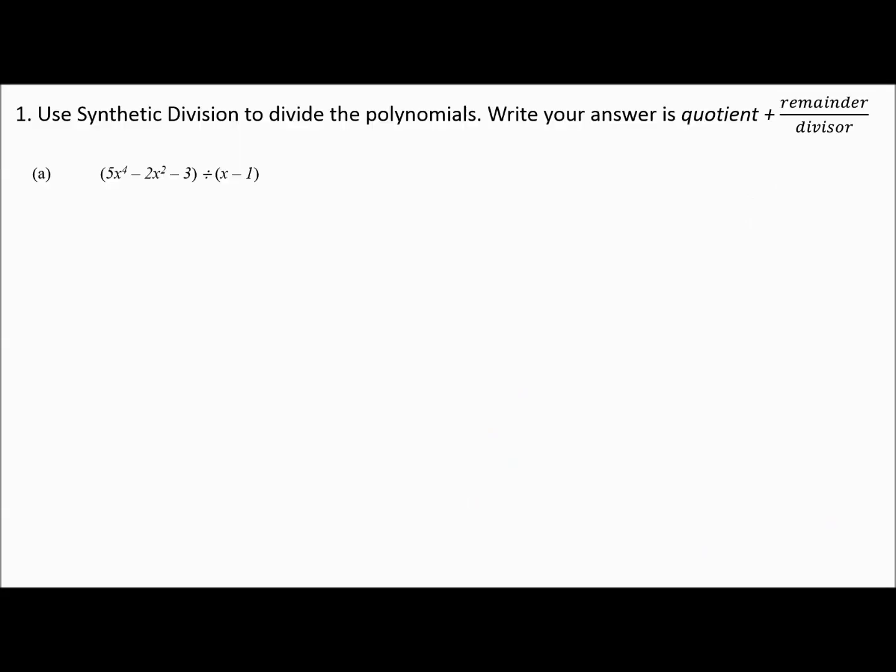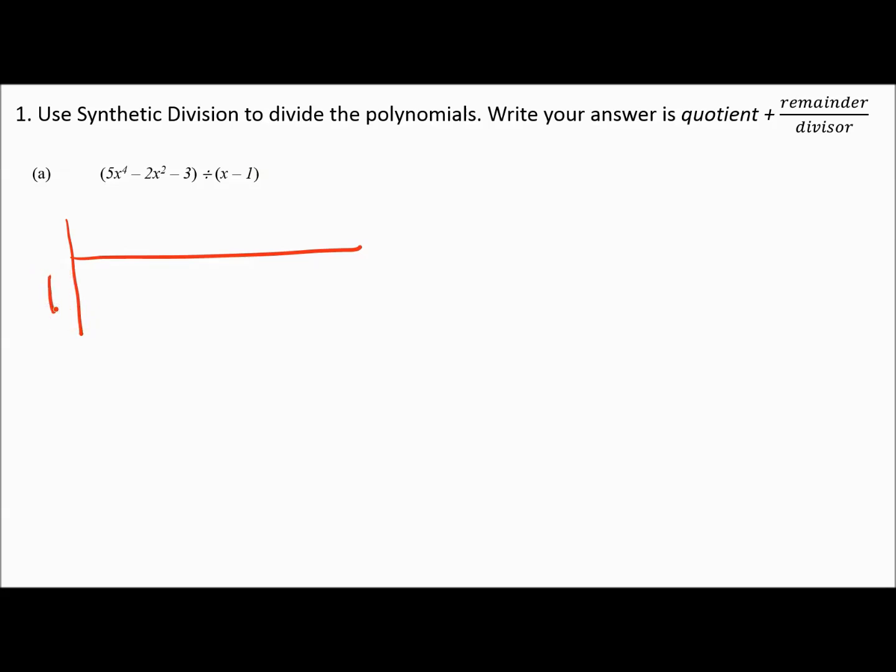For the first problem of our review, we're supposed to use synthetic division to divide the polynomial. We were supposed to write your answer as quotient plus remainder over divisor. So when I set up my synthetic division table, and these can look different depending on how you do these, remember you put the 0 for your divisor over here in this column. So the 0 for x minus 1, if I set that equal to 0, I get 1.